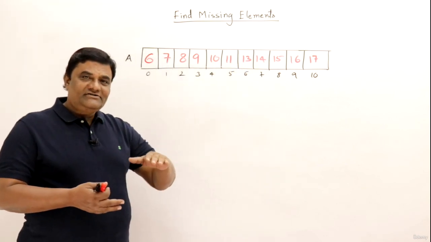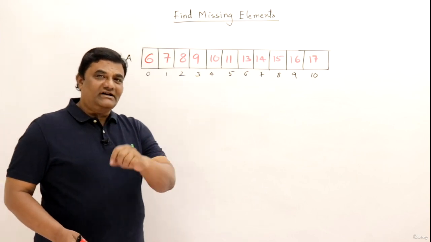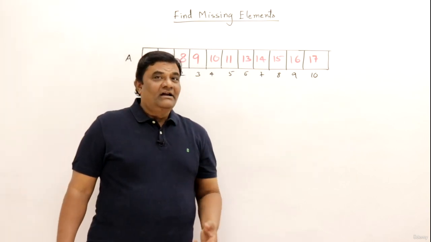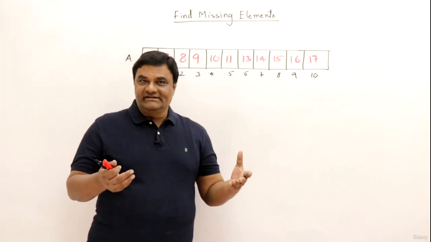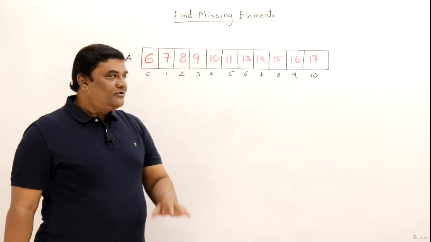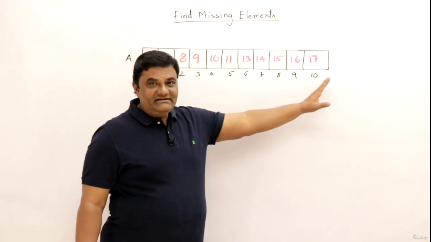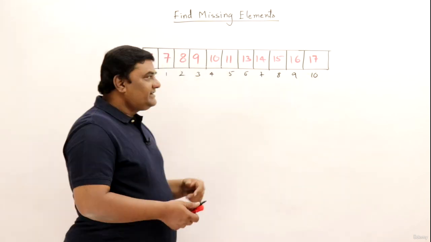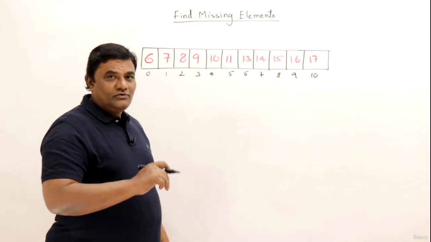So there is a sequence of sorted elements. I should know the starting number and the ending number, and I want to know which number is missing in this one. And the total number of numbers is 11, that is 0 to this. So let us see how to find out this one.